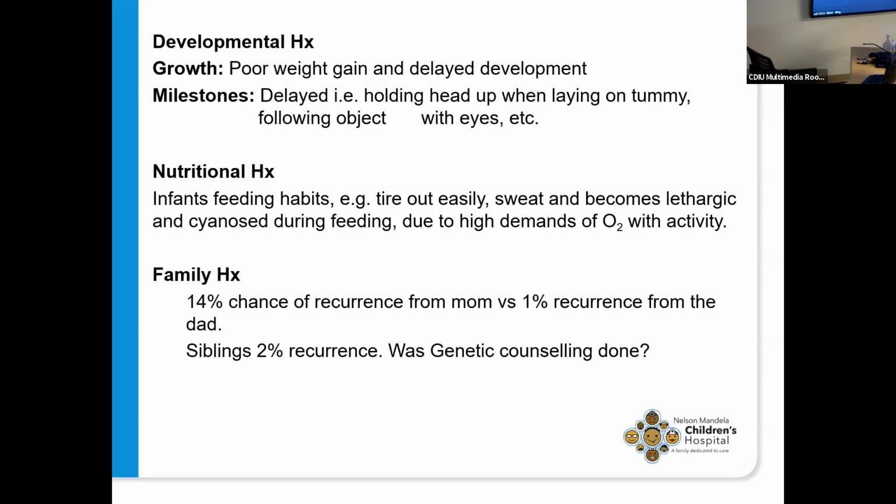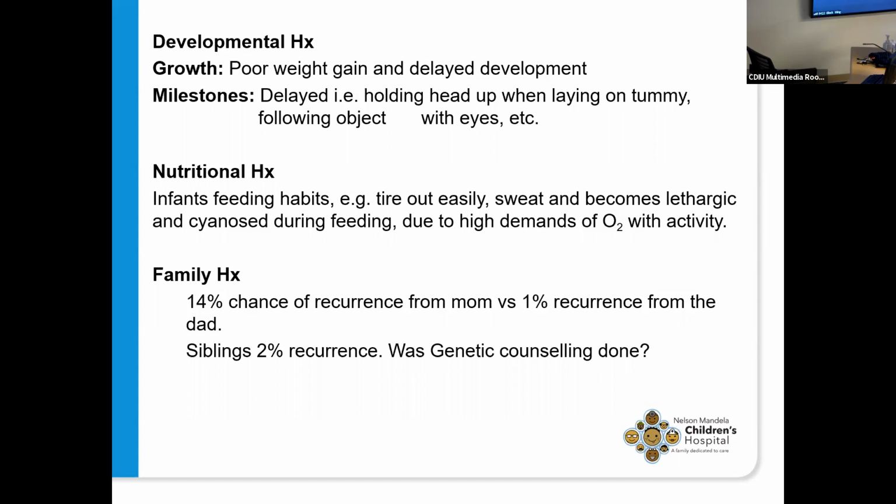Developmental history, we'll ask the mom about the growth, how the child has been. So poor weight gain and delayed development is evident with babies with AVSDs, and then their milestones will be delayed. So for example, for an 8-week-old, holding their head up when laying on their tummy, and following objects with their eyes will be delayed.